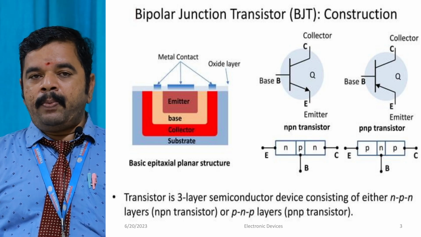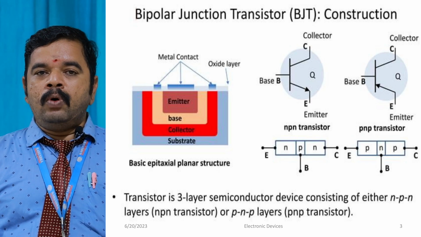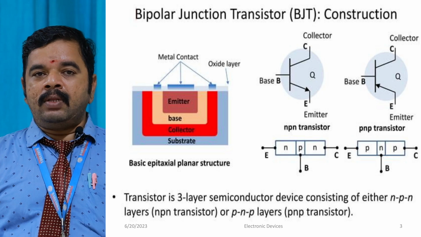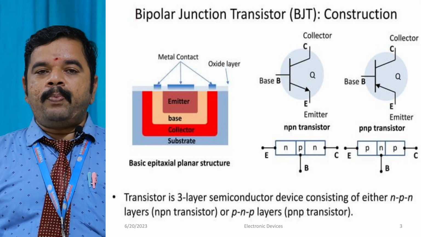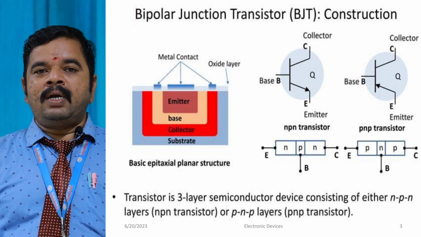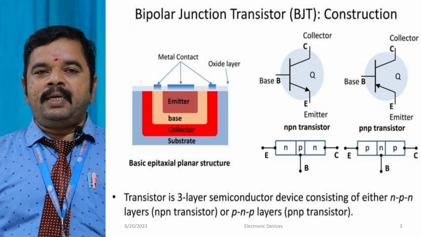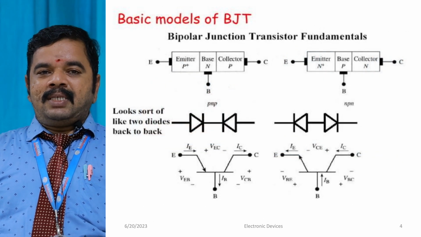So what does bipolar mean? The flow of both the majority and the minority carriers takes place. That's why we call it bipolar. That bipolar transistor we call the BJT. So what is actually a BJT?